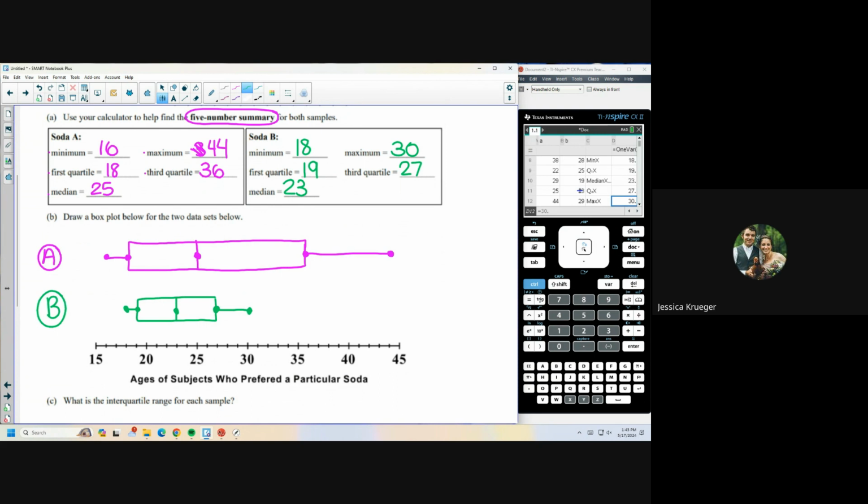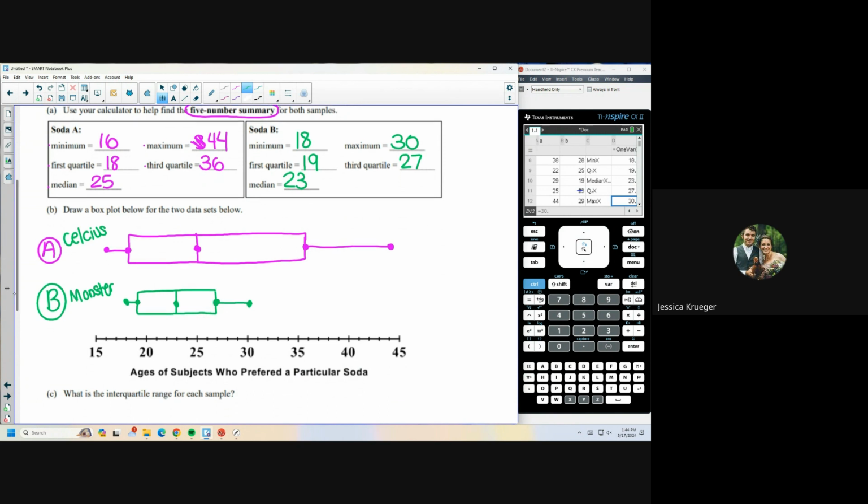One appears to be enjoyed by a larger range of people, while another one seems to be enjoyed more by younger people. So maybe B is like a Monster drink or something like that. And maybe A is like a Celsius. I think a lot more people like a Celsius drink of all different ages than a Monster drink. I could be totally wrong, but there's an example, okay?